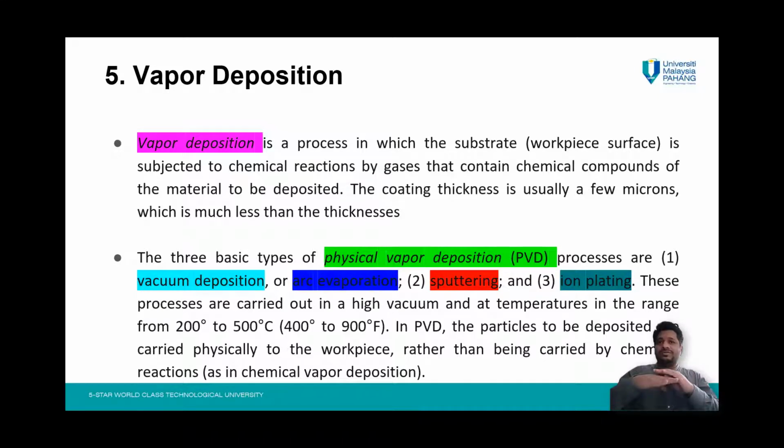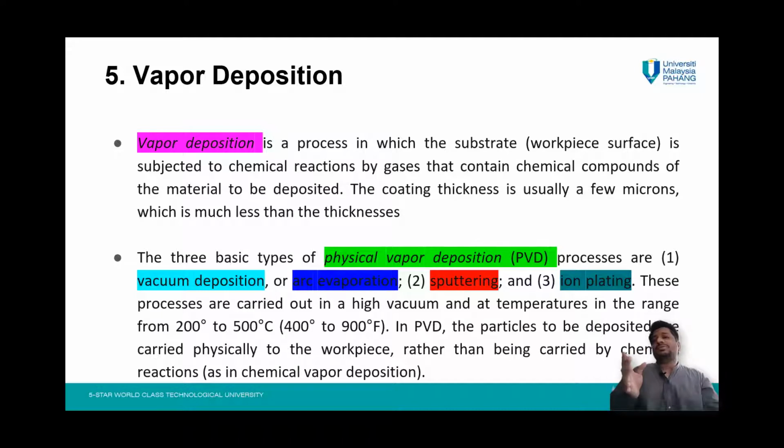I can have virtually almost anything, and then I can coat it using the vapor deposition process. There are different applications, but our typical applications of vapor deposition are coating of cutting tools, drills, reamers, milling cutters, dies, molds, and wear surfaces. There are two types of vapor deposition process: number one is physical vapor deposition, and number two is chemical vapor deposition.